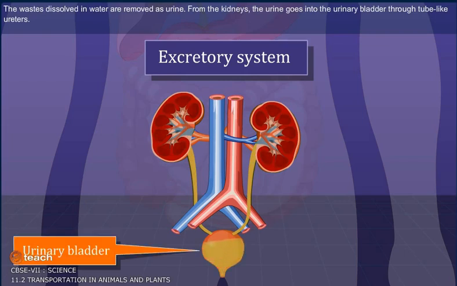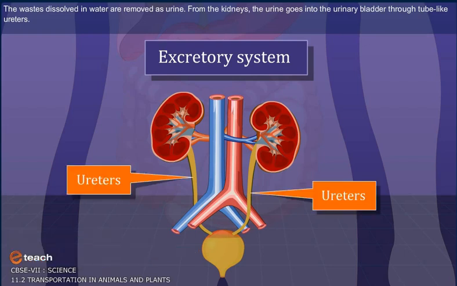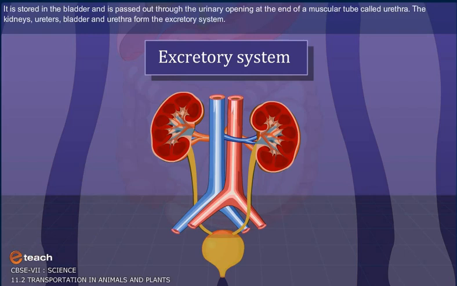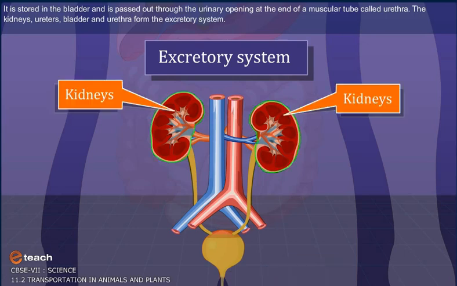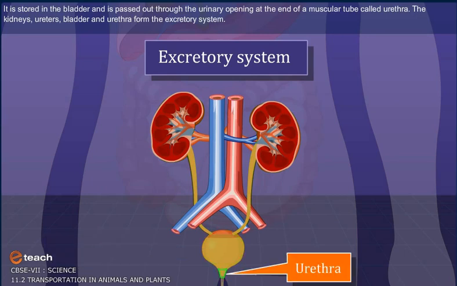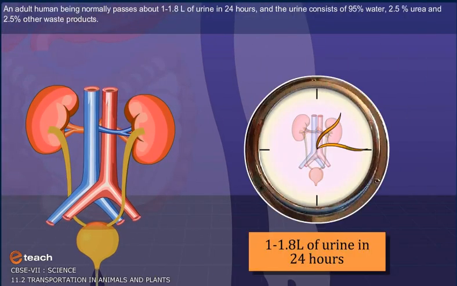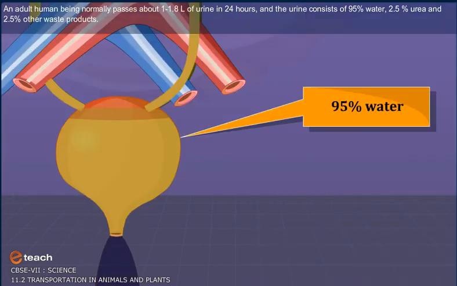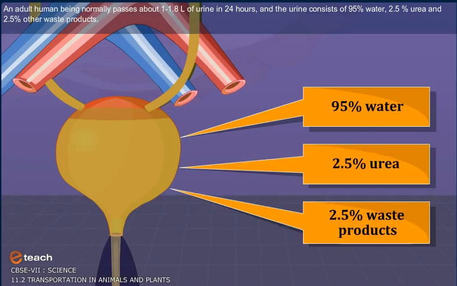From the kidney, the urine goes into the urinary bladder through tube-like ureters. It is stored in the bladder and is passed out through the urinary opening at the end of a muscular tube called urethra. The kidneys, ureters, bladder and urethra form the excretory system. An adult human being normally passes about 1 to 1.8 liters of urine in 24 hours. And the urine consists of 95% water, 2.5% urea, and 2.5% other waste products.